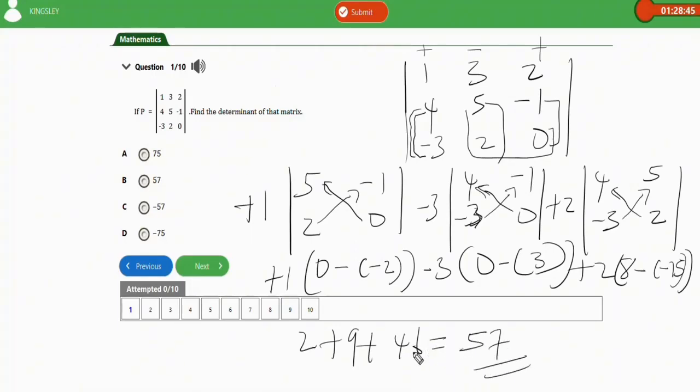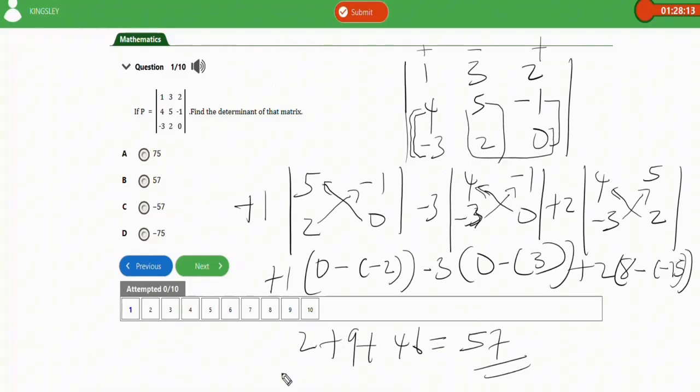So we have +46. So when you add everything together here, we're going to have the output to be 57. Alright, so 46 plus 9 will give you 55. 55 plus 2 will give 57. So the correct option to this question is option B, which is 57. Okay, 57 is the correct option to this question. When you add everything here, 46 plus 9 will give you 55. 55 plus 2 will give you 57. Okay, so that's it for this question, guys.